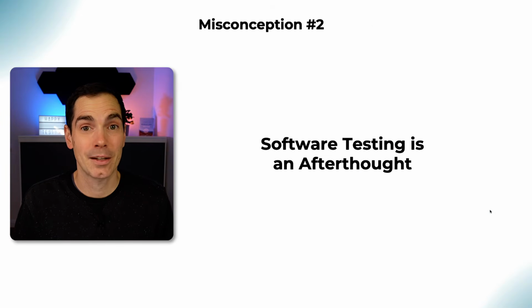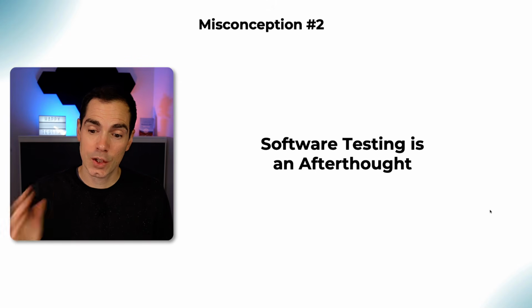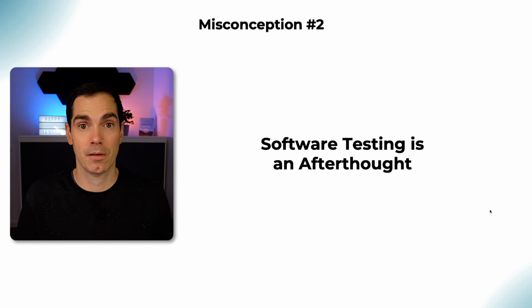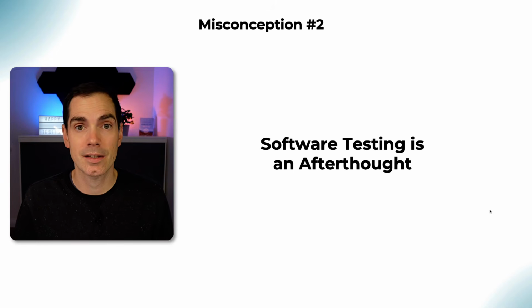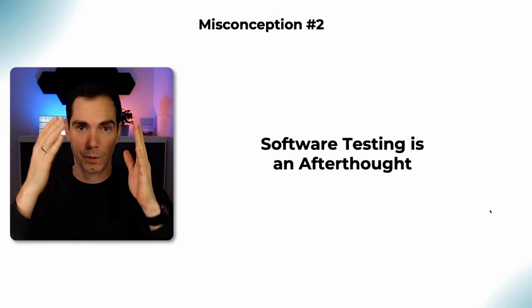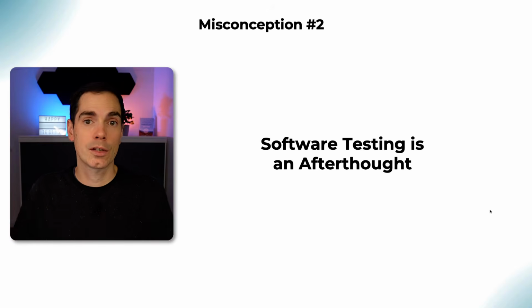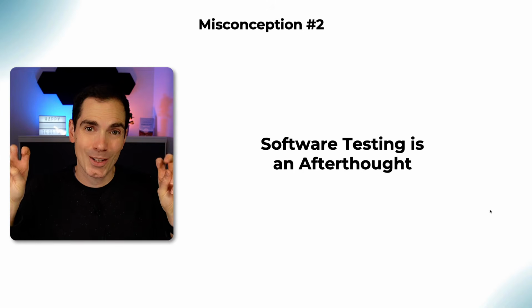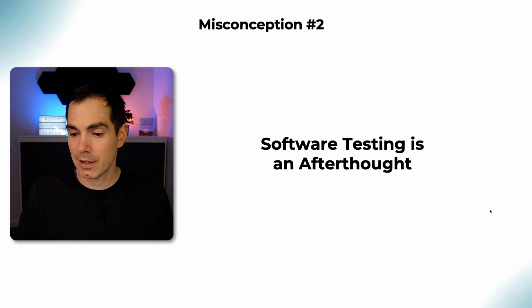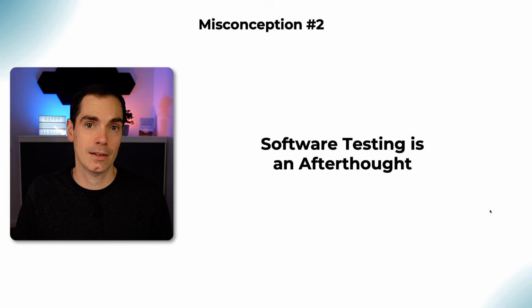So what is the second one? The second one is software testing is an afterthought. Also something that I have seen myself in my early years in software testing: okay, we're coding, and then we do testing just before go live. And then we all know what's going to happen. Testing is the bottleneck, and it's just too late that we start with testing, and so forth.